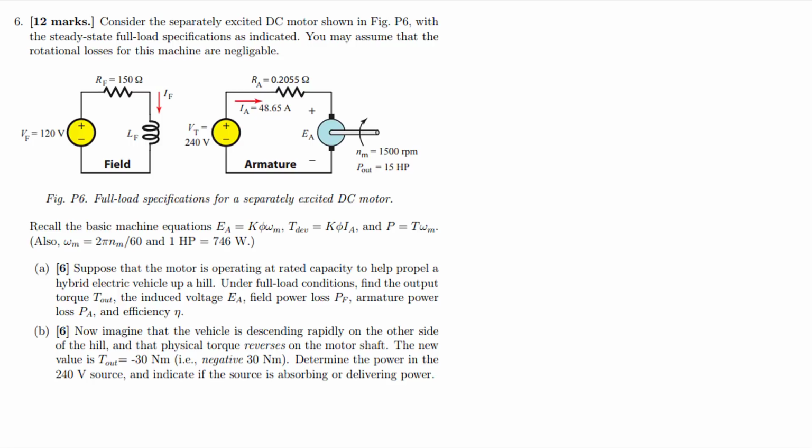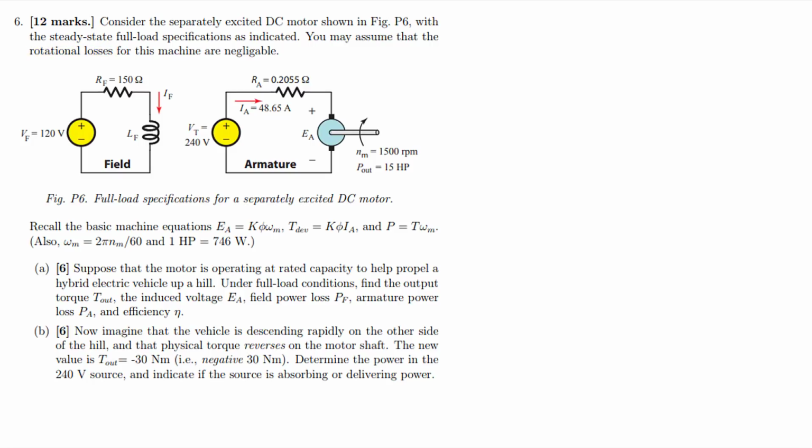We're also given conditions when the motor is fully loaded, so the steady state full load specifications. So what does that mean? When the motor is fully loaded, it produces a power output of 15 horsepower, and it'll have a rotational frequency of 1500 RPM. What's really important for us to notice is that the rotational losses are negligible. So P rotational is equal to 0.